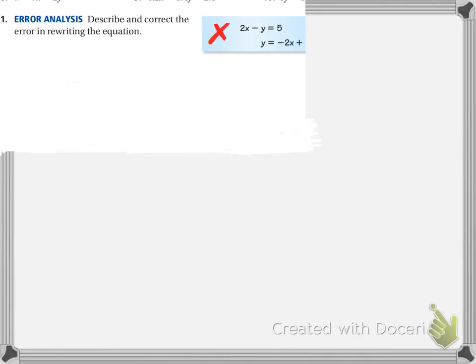Number 11 is an error analysis problem. Describe and correct the error in rewriting the equation. Okay, so here, I think this said 5, it got cut off. So here we had 2x minus y equals 5, and the person who solved this problem wrote it as y equals negative 2x plus 5.